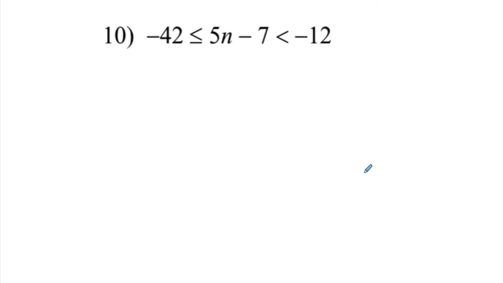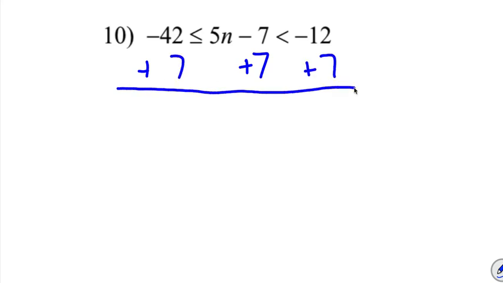Last problem here, this is a string of inequalities, so I'm going to do exactly what I did with number 8. Start off by moving the negative 7. So I'm going to add 7 to both sides. Add 7, add 7, add 7. All 3 parts need to be added by 7.